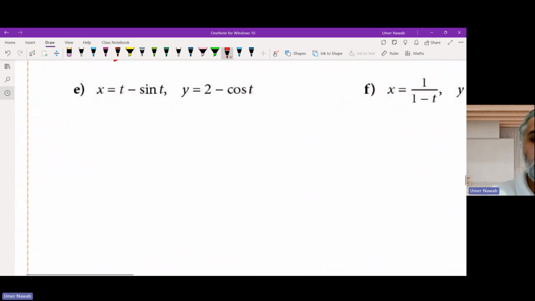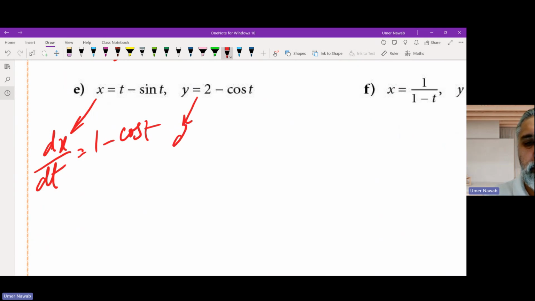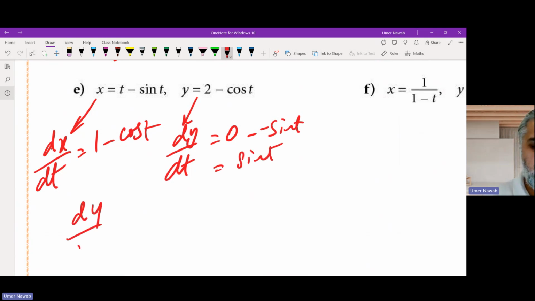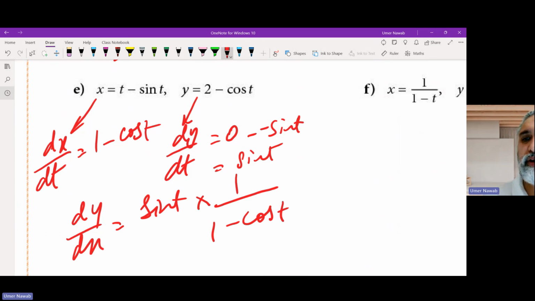Next question. This gives you dx over dt, which is 1 minus cosine of t, and this gives you dy over dt, which is equal to 0 minus minus sine of t, which is sine of t. Dy by dx is equal to dy by dt, which is sine of t, times 1 over 1 minus cosine of t. You can leave it here.